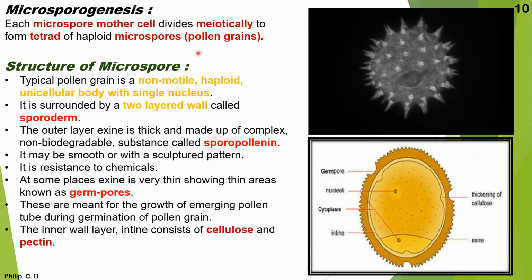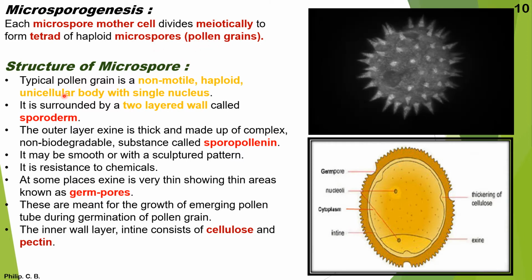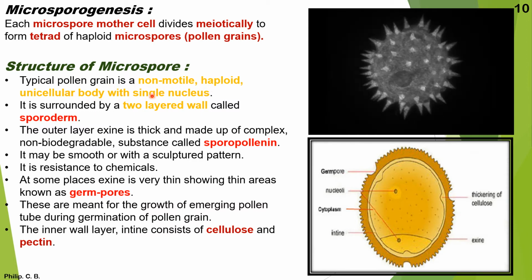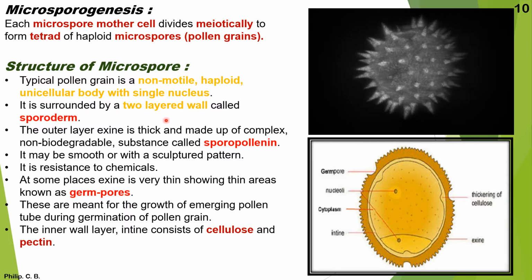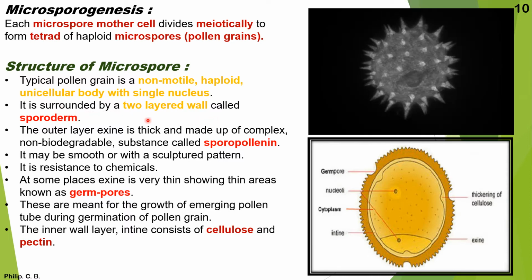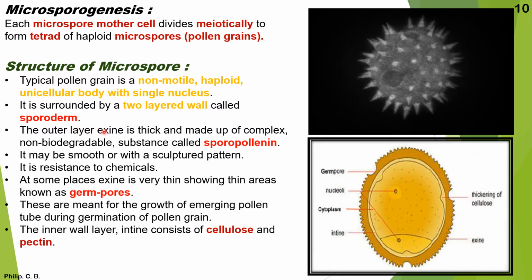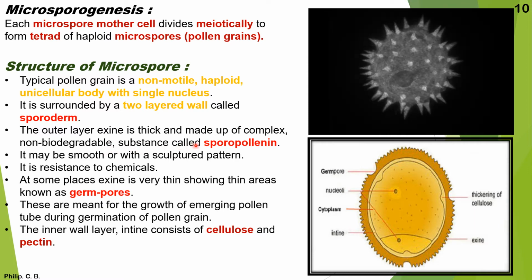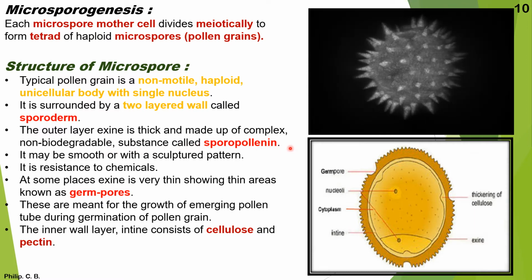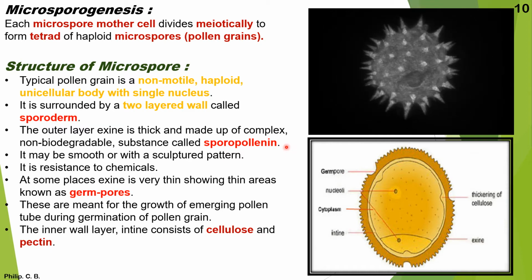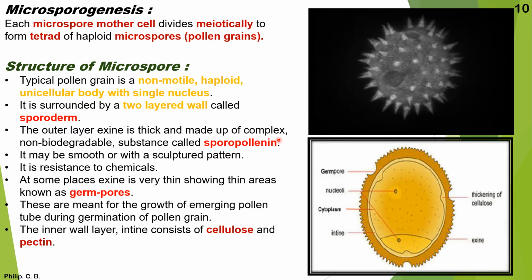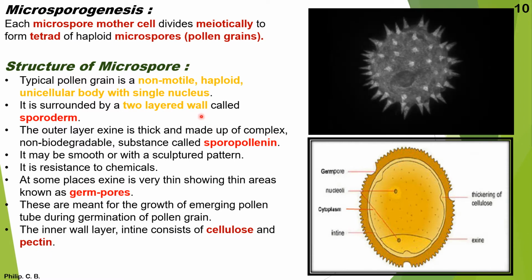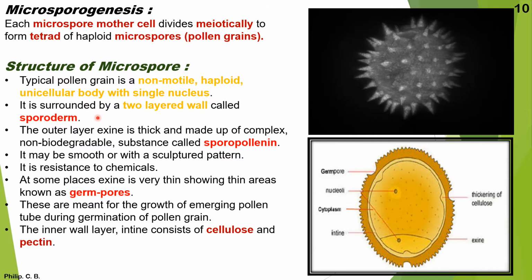Now, structure of microspore. The typical pollen grain is a non-motile haploid unicellular body with a single nucleus. It is surrounded by a two-layered wall called sporoderm. The outer layer, exine, is thick and made up of a complex non-biodegradable substance called sporopollenin. So again another important term, sporopollenin, which helps protect the pollen grain from degrading. Okay, and the two-layered wall is the sporoderm.